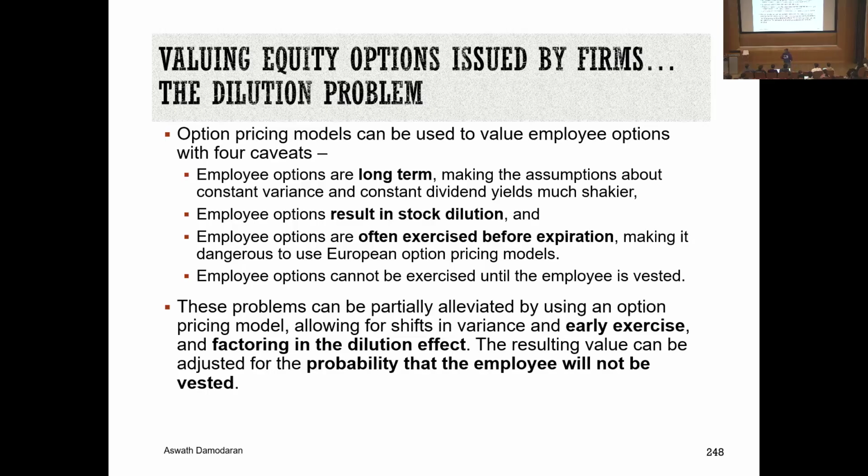Why is it a big deal? Because the Black-Scholes model assumes the variance will not change over the lifetime of the option. Not a big deal if you have 3-month options, but much bigger issue with long-term options. Second, when you exercise an option on the Chicago Board of Options, nothing happens to the share count. It's a side bet that you and I are making. But when an employee option gets exercised, the share count itself will change. There's a dilution effect that will actually reduce the value of the option, and we've got to somehow bring it in.